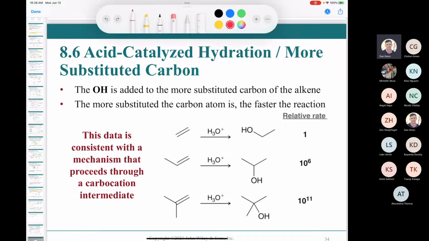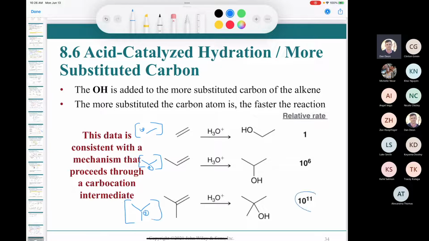So if acid-catalyzed hydration proceeds through a carbocation intermediate, which it does, then it stands to reason that the more substituted the carbocation that's produced as an intermediate, the faster the reaction will occur, right? If we were to use these three different alkenes, the first one would produce a primary carbocation as an intermediate. We know that's very unstable. The second one would produce a secondary carbocation, better. And this one would produce a tertiary carbocation, which is the most stable of all.